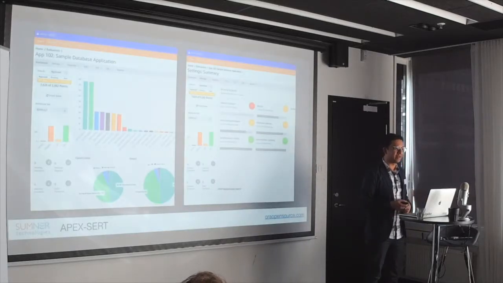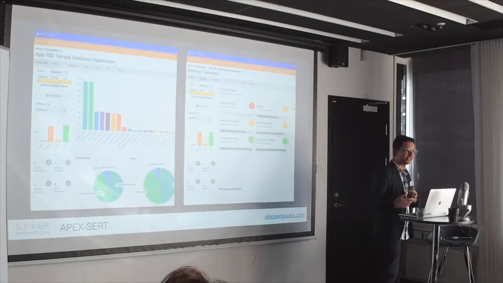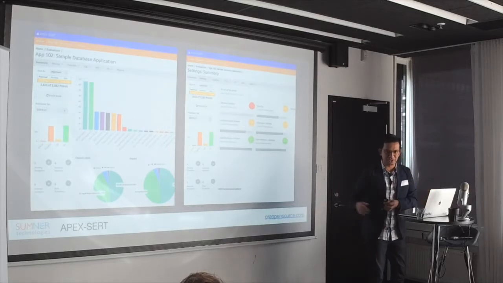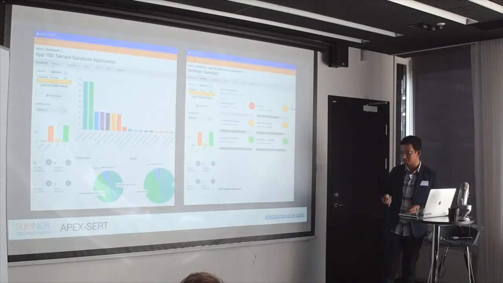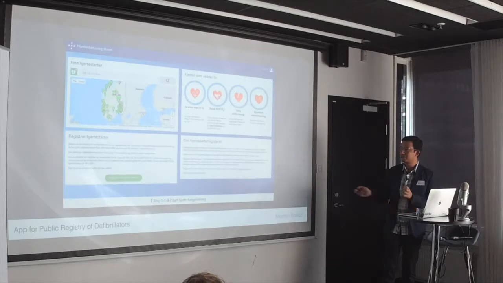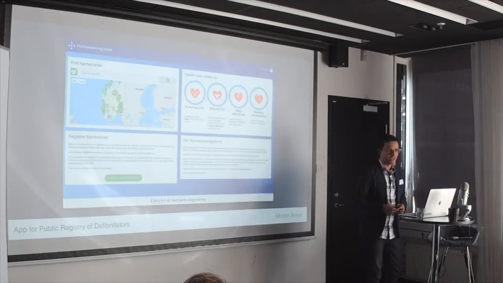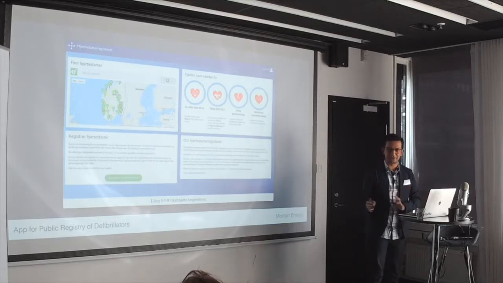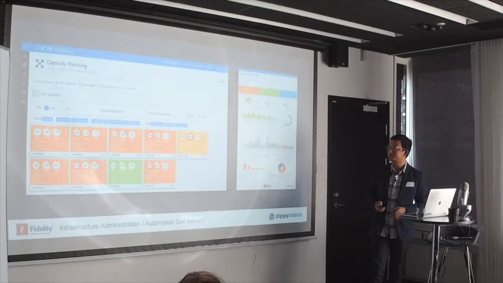Here's an application called Apex Cert. It's open source. You can go grab it on oraopensource.com. It's a great tool to check your application for a number of consistency things. It'll check things like making sure your items have the right session state protection and all sorts of standards you can check against your application. Also using Universal Theme. Here's one in Norway actually. This is a public registry of all the defibrillators out there. It's kind of hard to say, but written in Apex, written in Universal Theme.